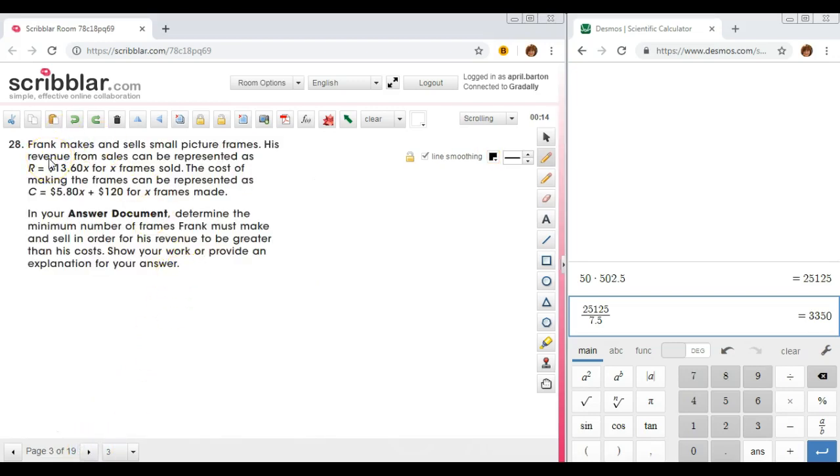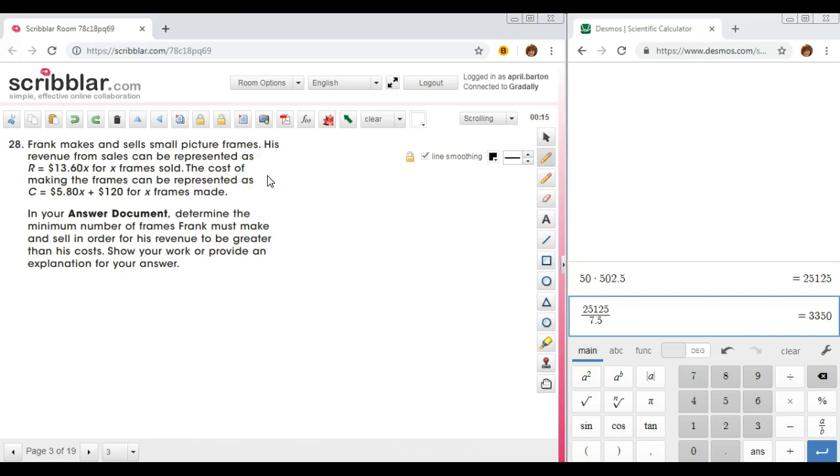Question 28. Frank makes and sells small picture frames. His revenue from sales can be represented as R equals 13.60x for x frames sold. So revenue is the money you get from selling items. You might have to take into account that you've spent money to make those items. That's what the C coming up is, the cost.